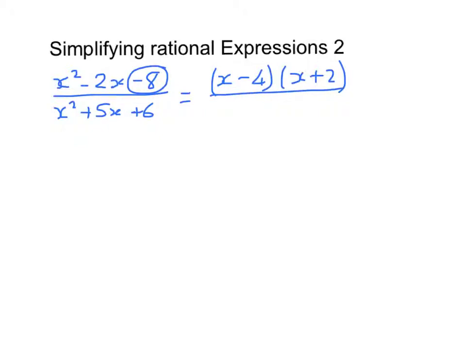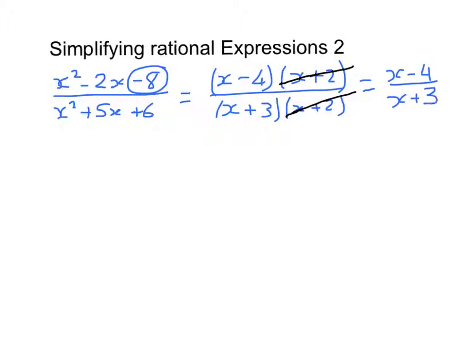And on the bottom, when I factorise this, I end up with x plus 3, x plus 2. Now we can see how easy it is to simplify this, because I've got one factor here and another factor there that I can cancel, and that leaves me with an answer of x minus 4 on the top and x plus 3 on the bottom.